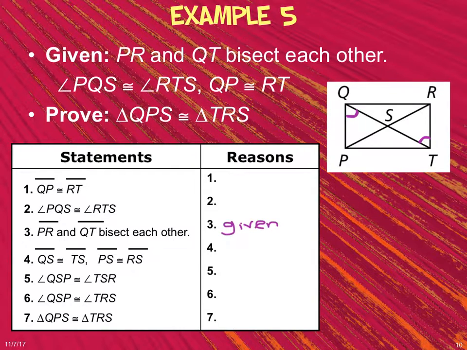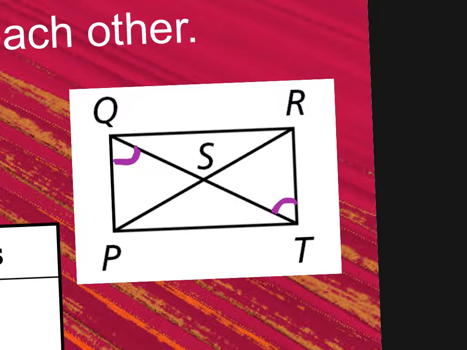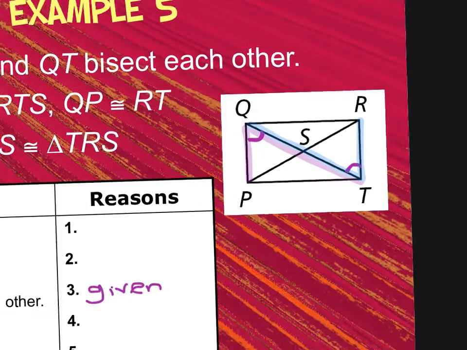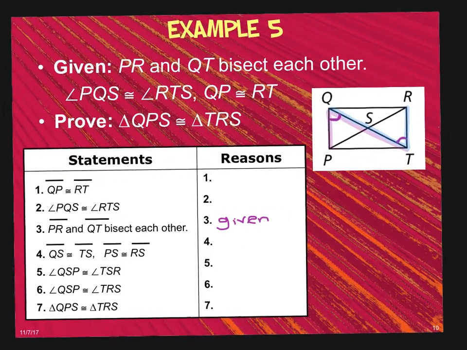Did you mark there? Congruent to what? To each other. PQS, which is this angle here, is congruent to RTS, which is this angle here. How many of you at least marked it right? Because obviously that was something that stumped a lot of you yesterday. Okay, good. So that's also part of my given, and which number step is that?